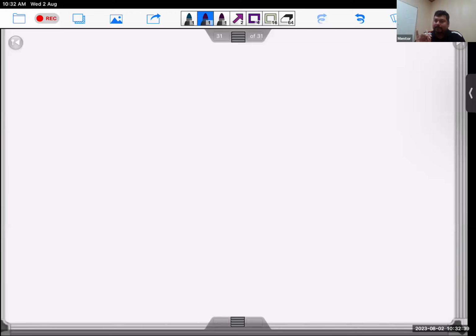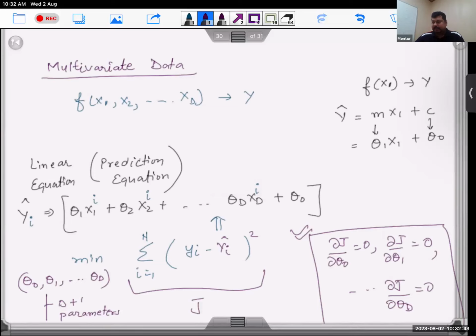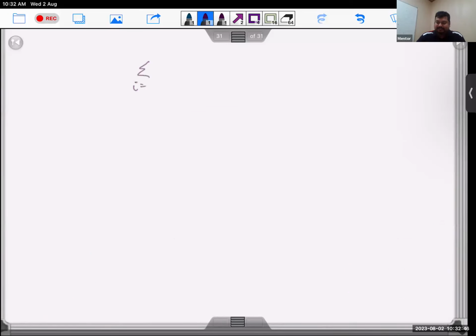So what you need to know is the following. When you want to solve these equations, especially when the number of features is large.